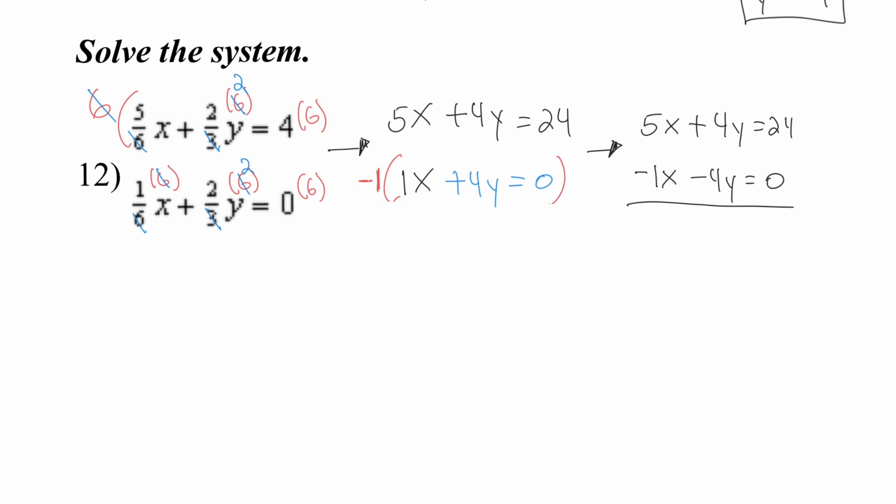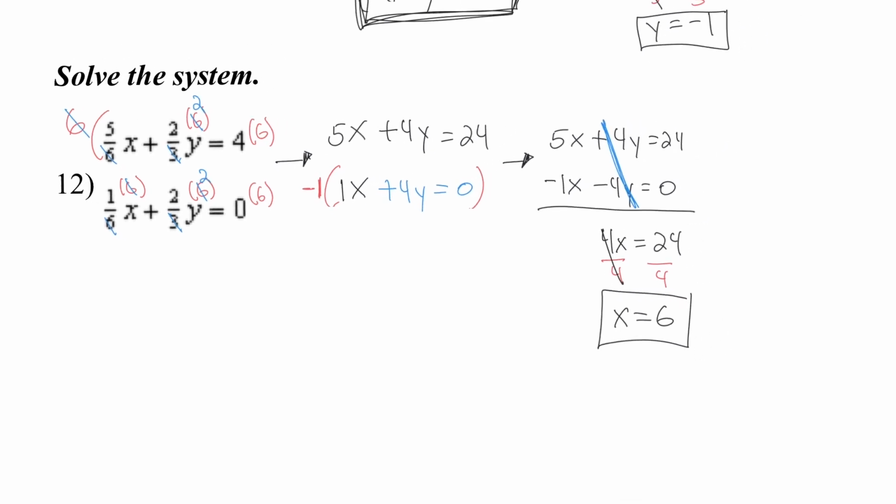So now you guys can cancel the y's. Y's gone. X, 5x minus 1x is 4x equals, and 24 minus plus 0 is 24. So now you guys can solve. Divide by 4. So x equals 6. Okay, so we have the x value.